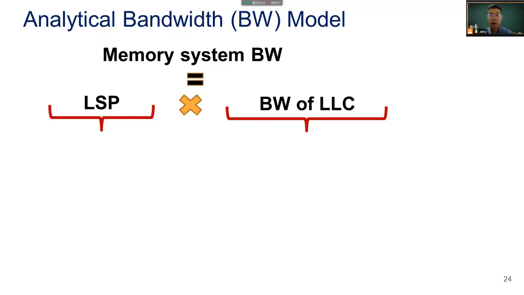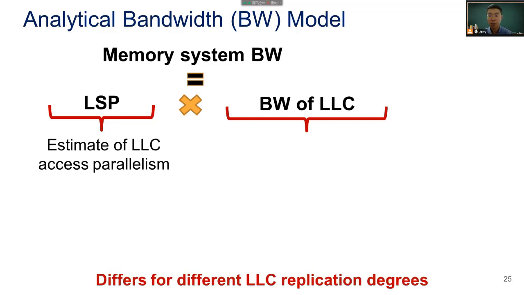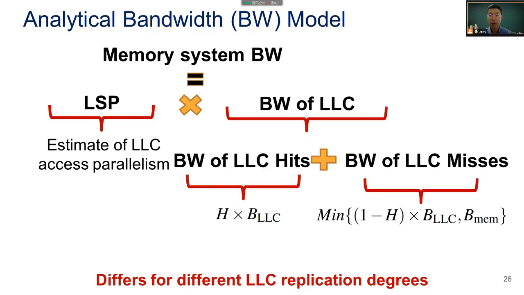After predicting the LLC hit rate on the different LLC organizations, CREP uses a bandwidth model to predict the system memory bandwidth of different LLC organizations. The memory bandwidth of the system is the LSP multiplying the bandwidth of the LLC. CREP LLC uses an analytical bandwidth model to predict which LLC organization maximizes bandwidth. LSP is used to estimate the LLC access parallelism, which is different for different LLC replication degrees.